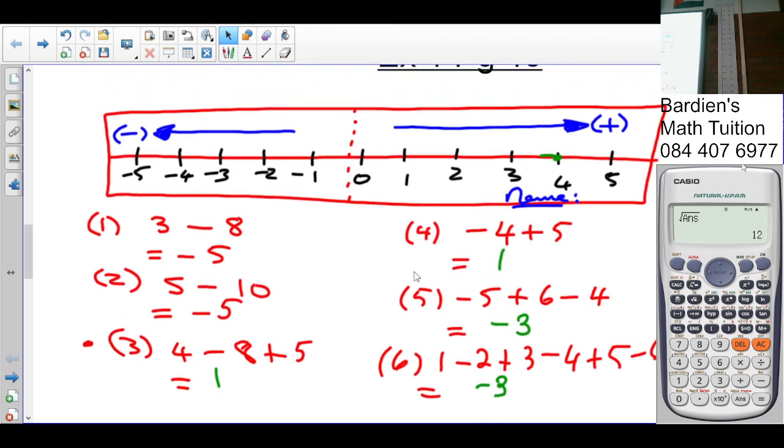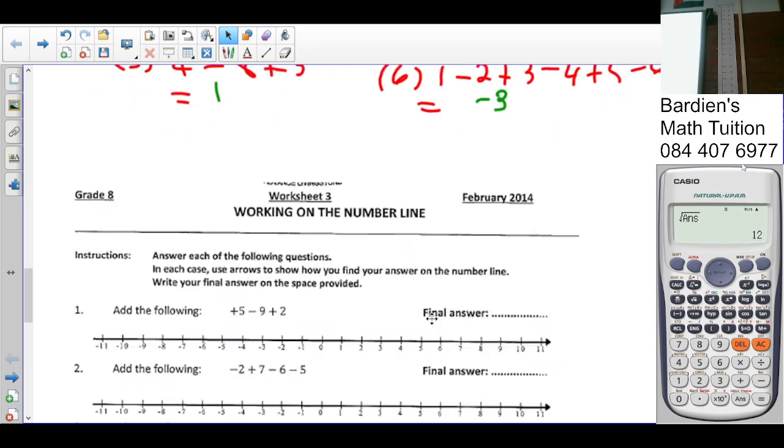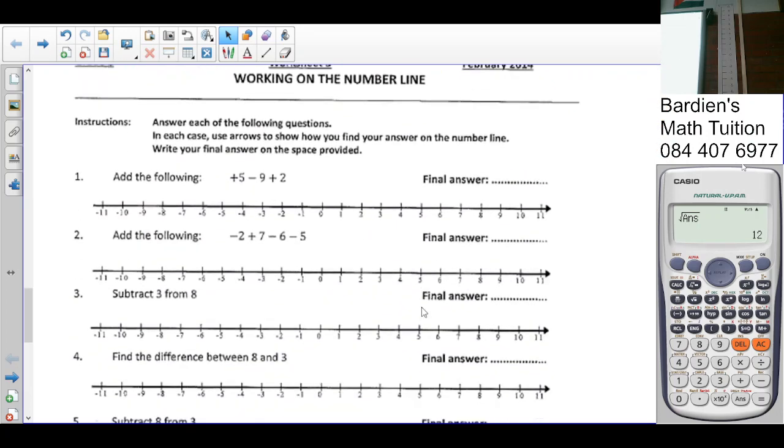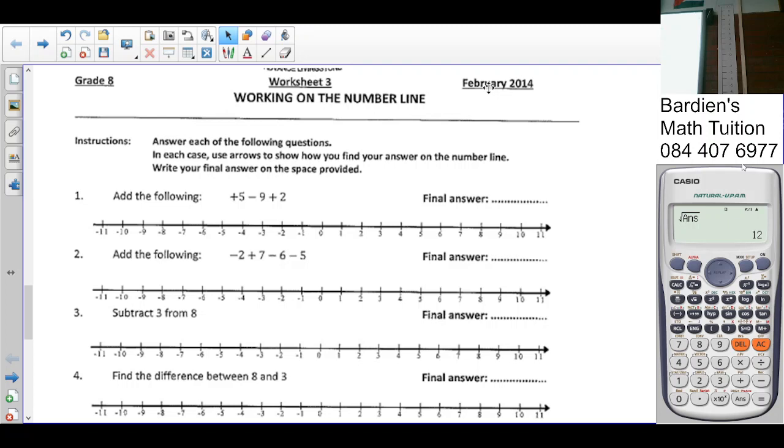We spent some time on this here. Then I sent you this worksheet. Okay, this worksheet was drawn up in 2014 at the school I was at the time. The question says answer each of the following questions. In each case, use that. So you guys had the PDF version of it. You didn't have a page to write on. But you have constructed a number line already, something similar to this.